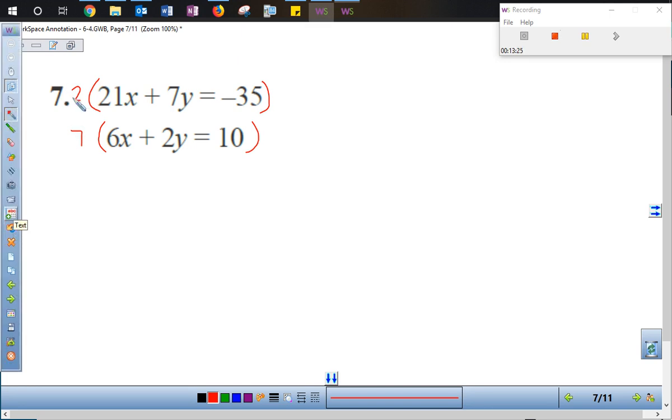I'm going to choose the top one. Well, if it lets me. There we go. Now, when I distribute, a negative 2 times a positive 21x is going to give me negative 42x. A negative 2 times a positive 7 gives me a negative 14y. And a negative 2 times a negative 35 is going to give me a positive 70.